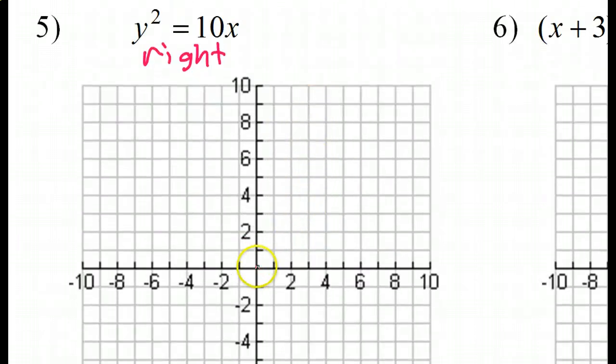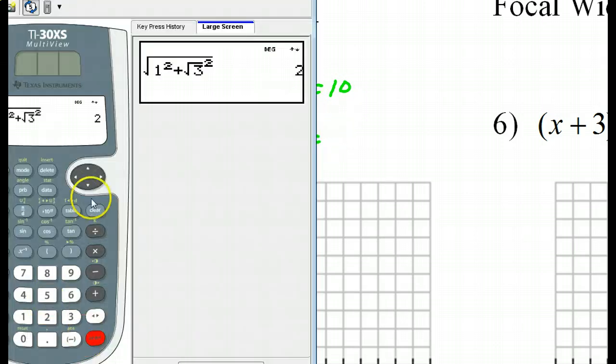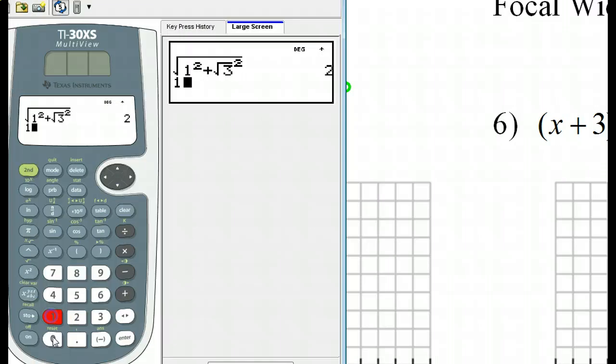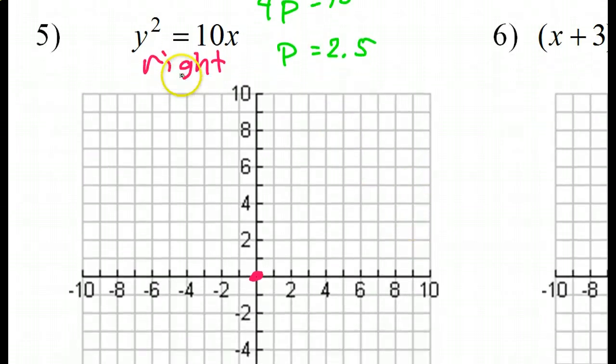Now we need our p value, which I'll just do right here. So we know that 4p is equal to 10. So if I divide both sides by 4, I'm going to get, let's see, 10 divided by 4, that's 2.5. Okay, so 2.5. Now that tells me where to put the focus. Now we know it's going to be to the right, so we will go 2.5 to the right of the vertex. So the focus will be there. That means the focus is 2.5, 0.